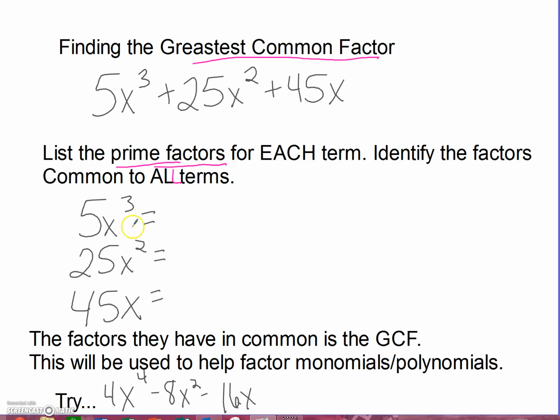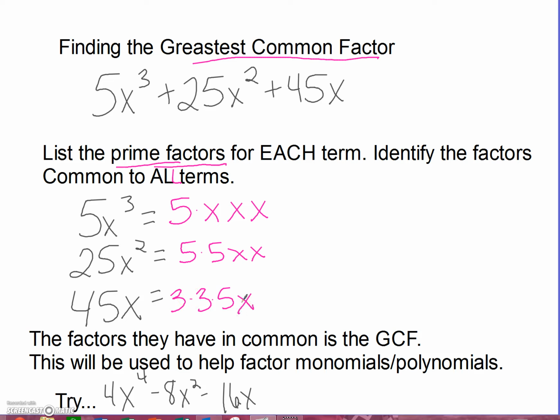How do I multiply this down? Well, 5 times x times x times x should give me 5x cubed. What is my prime factorization for 25? You go down as far as you can, which would be 5 times 5, and we have 2 x's. What about the prime factorization for 45? We got 9 times 5, but that can go further to 3 times 3, to make sure all of my numbers are prime. 3 times 3 times 5, and then we only have 1 x.